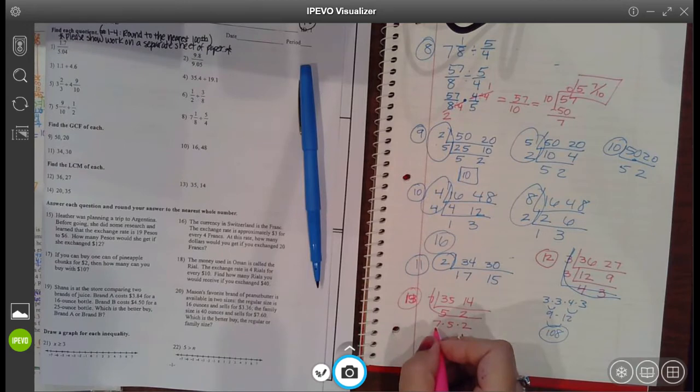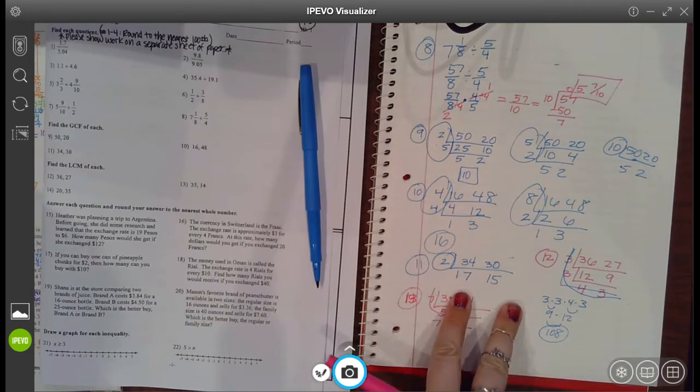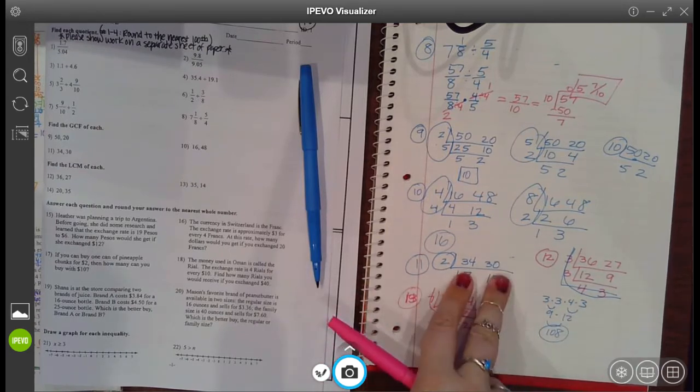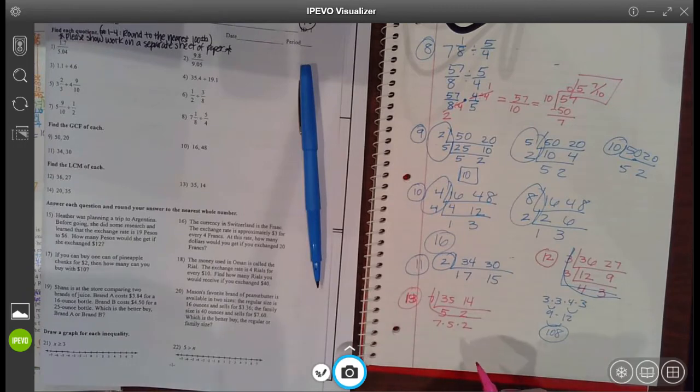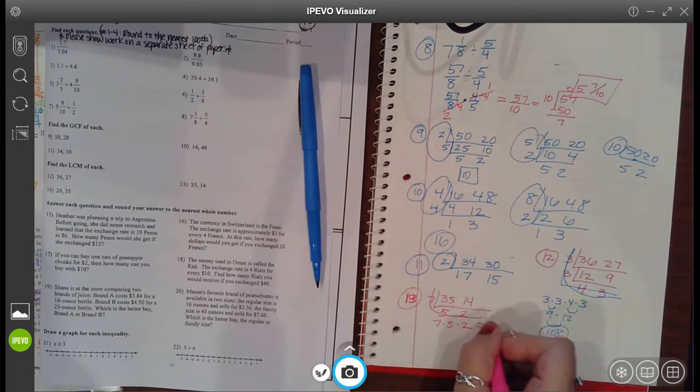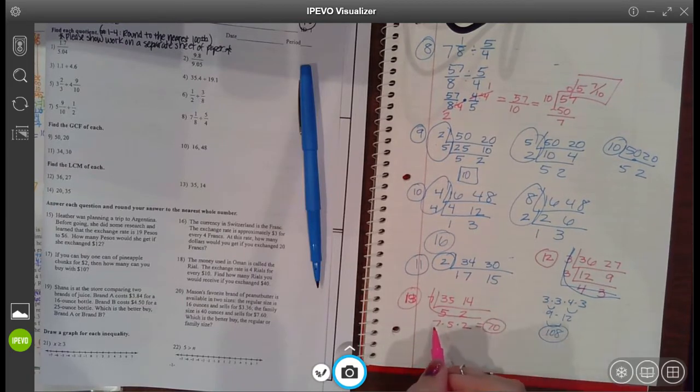Sometimes you can go the other way, because 2 times 3 and 3 times 2 is the same thing. It doesn't matter if you flip them. Commutative property. So let's start this way. 2 times 5 is 10. 10 times 7 is 70. Well, that's easier. If you start going this way and it's too hard, then go this way.